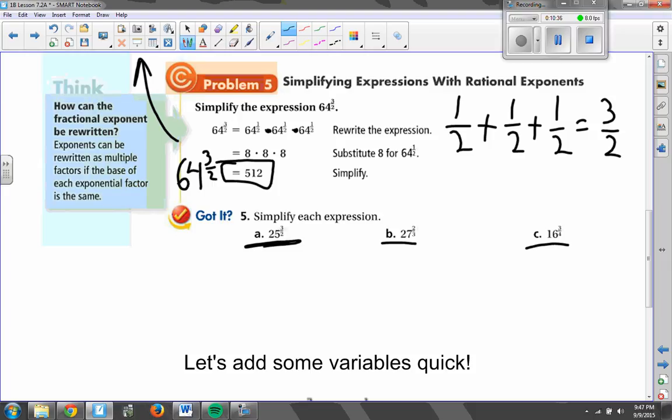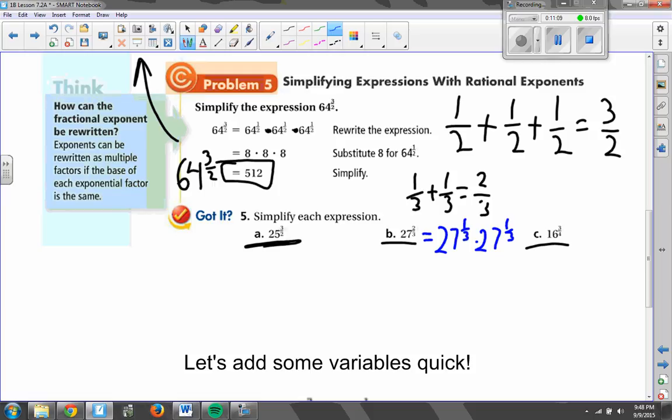27 to the 2 over 3. Well, I know that 1 over 3 plus 1 over 3 will equal 2 over 3, right? So if I want to write my exponent fractions with a 1 on the top, I should make this equal to 27 to the 1/3 power times 27 to the 1/3 power so that I can add those two exponents together when I multiply the expressions.